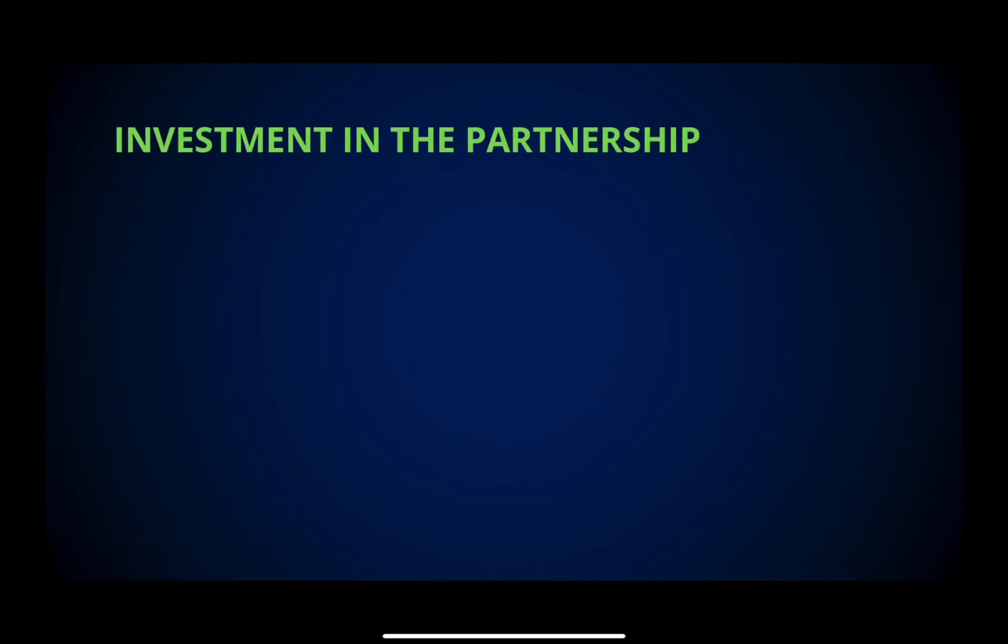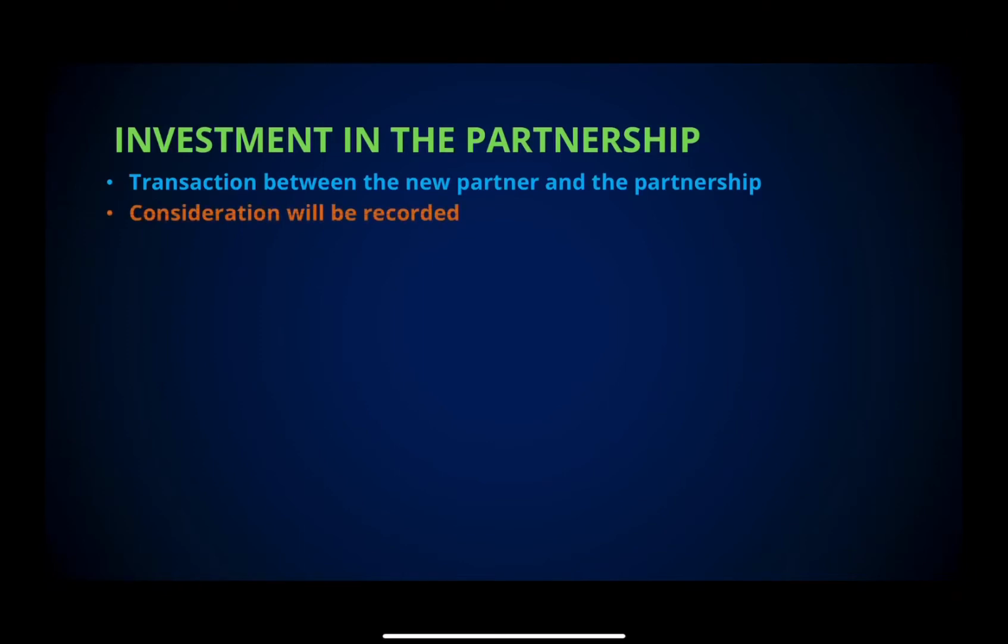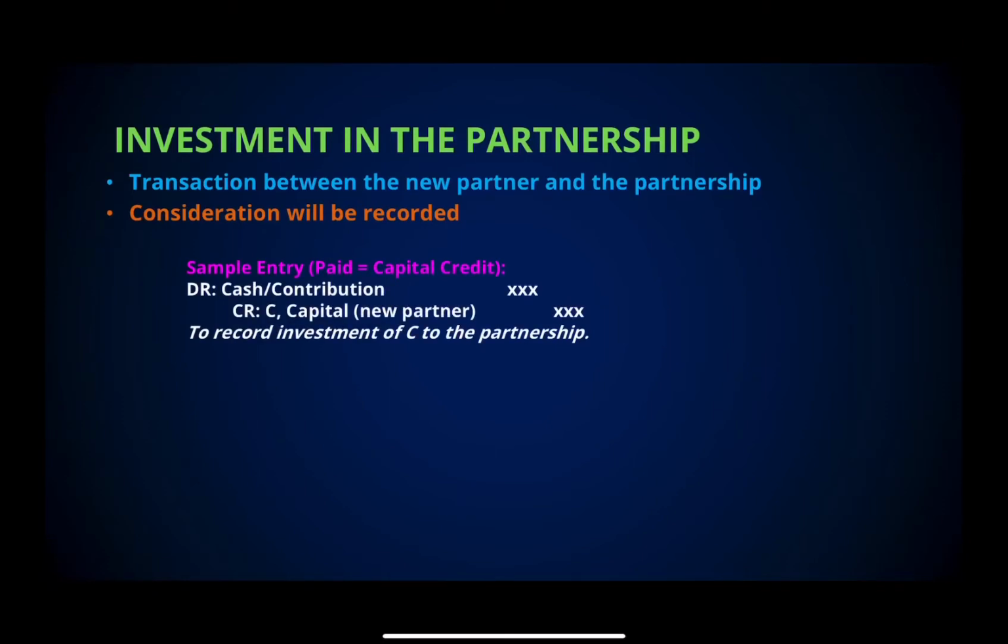Now, instead of purchasing interest from the existing partners, a new partner may be admitted by investing directly into the business. And this is investment in the partnership. This transaction is a transaction between the new partner and the partnership. As such, the consideration paid by the incoming partner is recorded in the partnership's books, unlike in the purchase of interest. Here is a sample entry wherein the amount paid by the new partner is equal to his capital credit. So debit to cash or contribution, credit to the new partner's capital account.